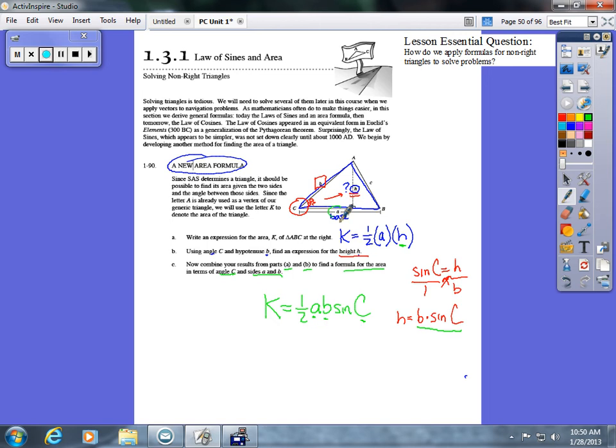All right, side, angle, side. New area formula for non-right triangles. Copy that in your toolkit.